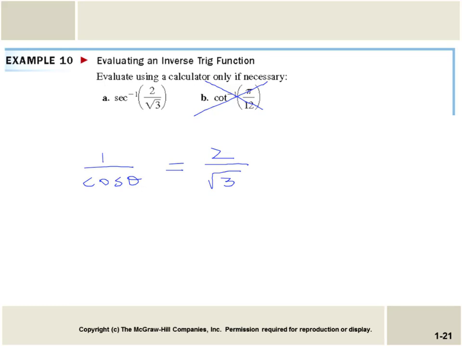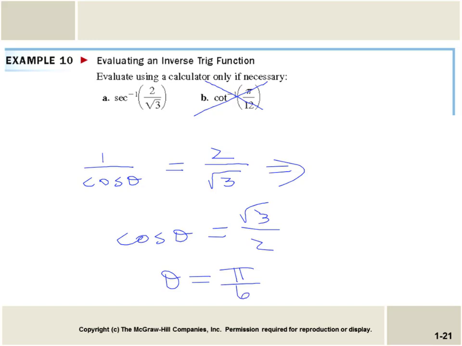Yes. So I can flip this. I can say cosine theta is equal to the square root of 3 over 2. So theta is equal to pi over 6. Yay! Thanks, Zach. Perfect. Pi over 6. Okay?